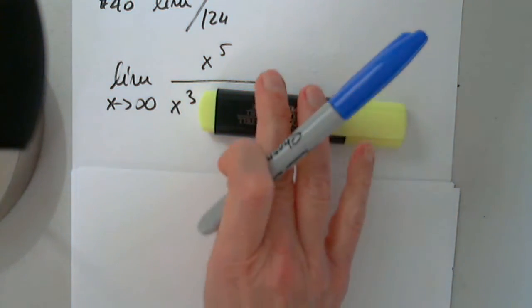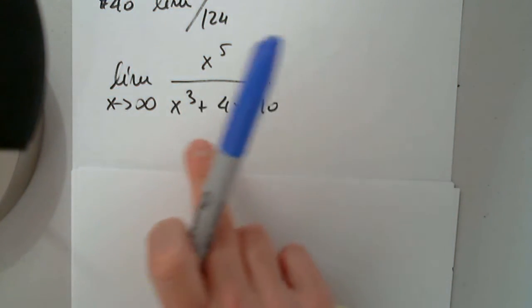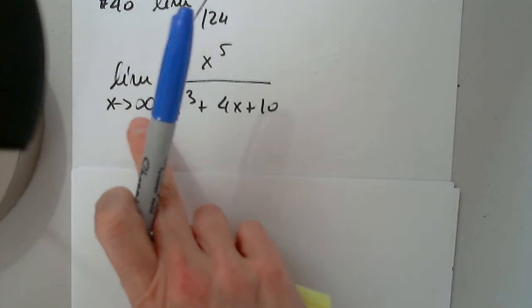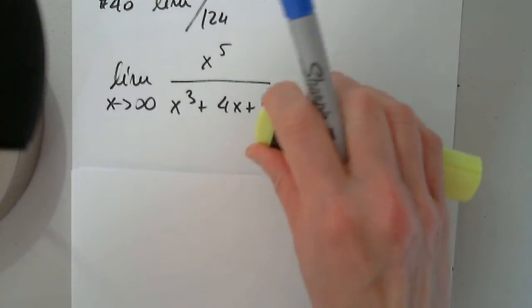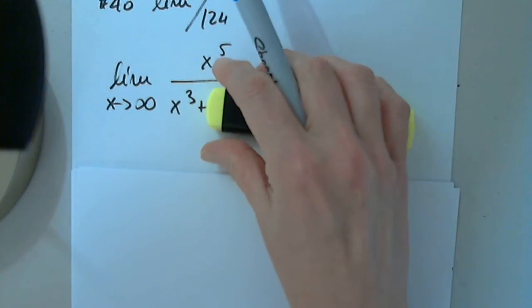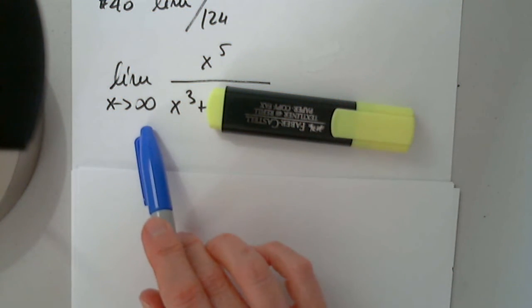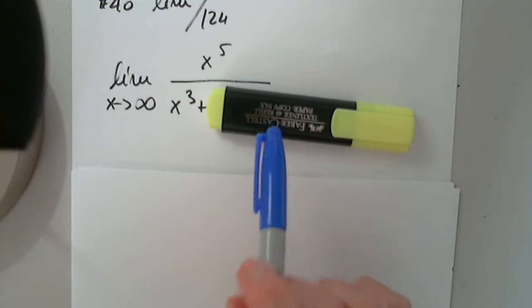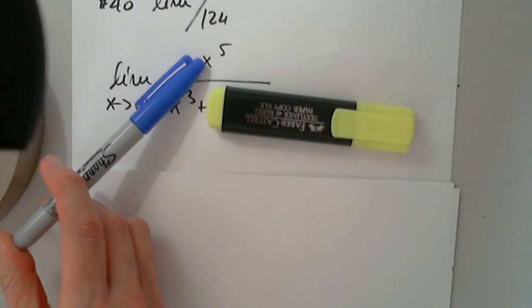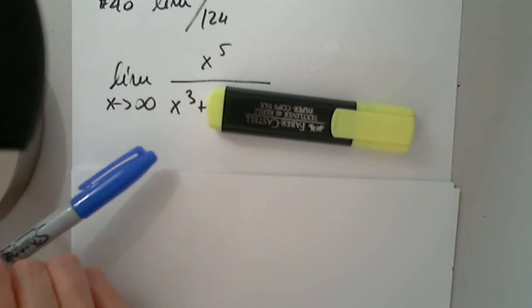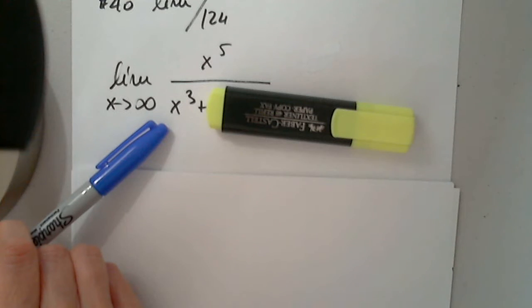So obviously these are too small to mention when x approaches infinity or negative infinity. That's why I'm going to cover it. Doesn't mean that they're not there. I'm just saying when x approaches infinity, these are too small to mention. This is the most powerful at the top. It happens that it's the only one. And this is the most powerful in the denominator, x to the third.